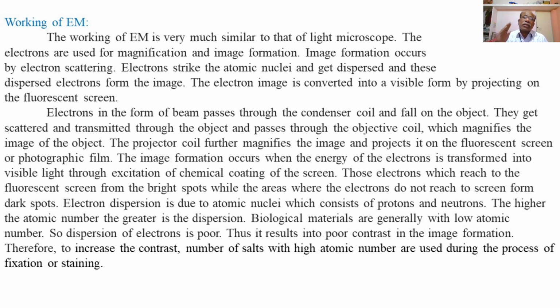Biological materials generally have a low atomic number. So the dispersion of the electrons is poor due to the low atomic number of the biological materials, and thus it results in poor contrast in the image formation. Therefore, to increase the contrast, salts with a high atomic number are used during the process of fixation or the staining of the biological materials. So, this is what the working of the electron microscope is about.